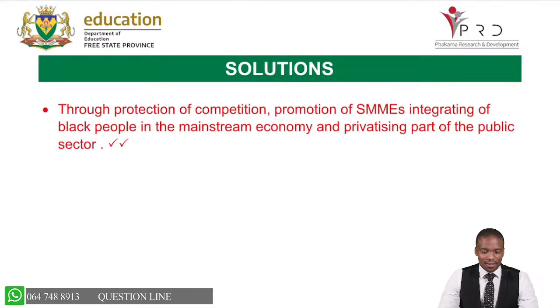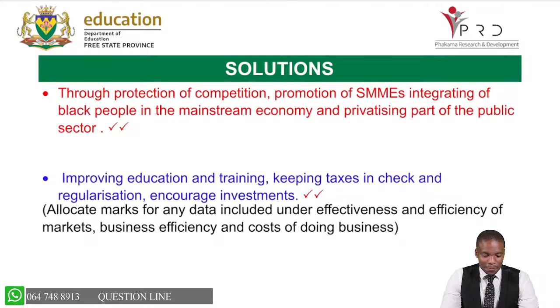The protection of competition and the promotion of SMMEs is integrated in terms of the black people that should participate in the mainstream, and the privatizing of part of the public sector, because we know that that is where most corruption takes place. And in that way, the country is unable to achieve its macroeconomic objectives. Again, we are also saying here, we need to improve education and training, and keep taxes in check. That means keep taxes as low as possible so that people can have more disposable income.